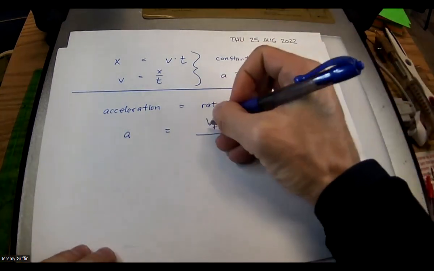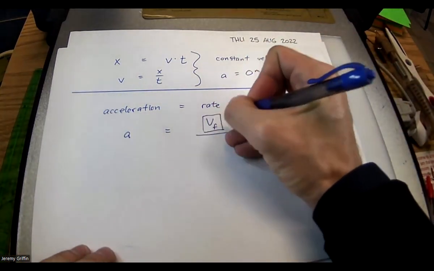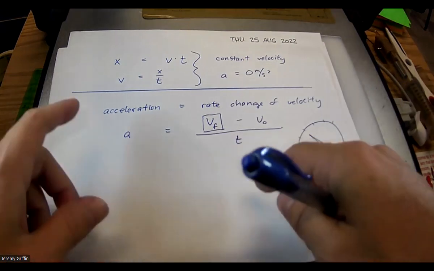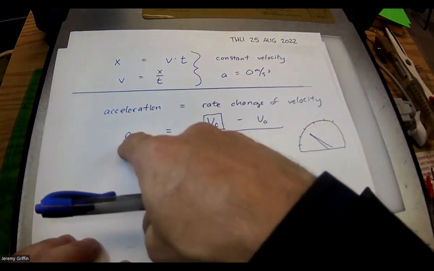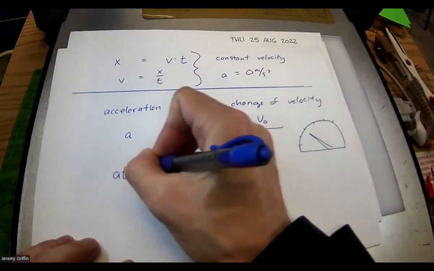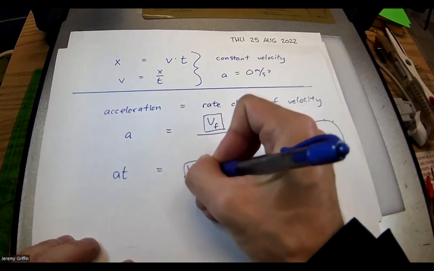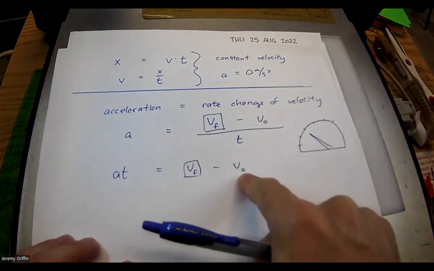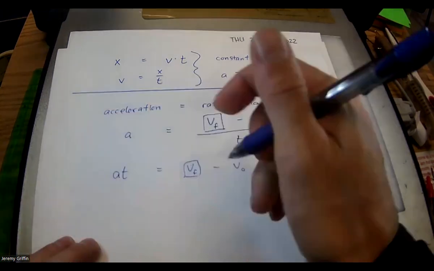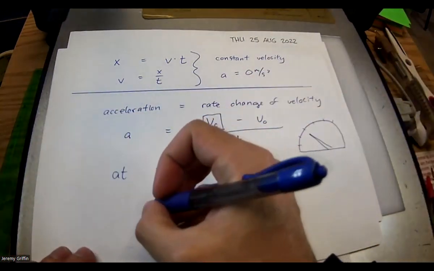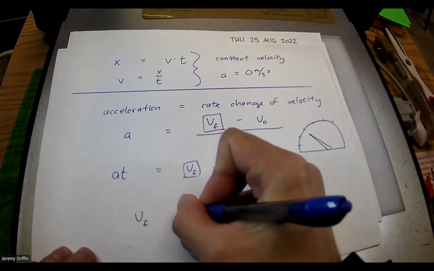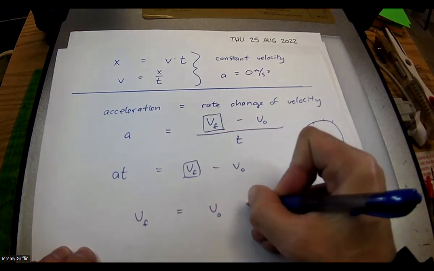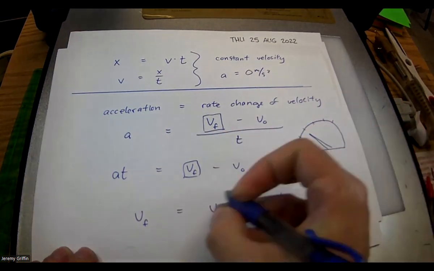What I'm going to do is apply a couple of algebra steps and just rearrange this equation and solve for the velocity that you arrive at based on these other variables. Okay. Cross multiply the t. A times t is the change in velocity. Then I'm going to take the initial velocity, add it over, and also switch both sides while I'm at it. You get final velocity is equal to initial velocity plus acceleration times time.